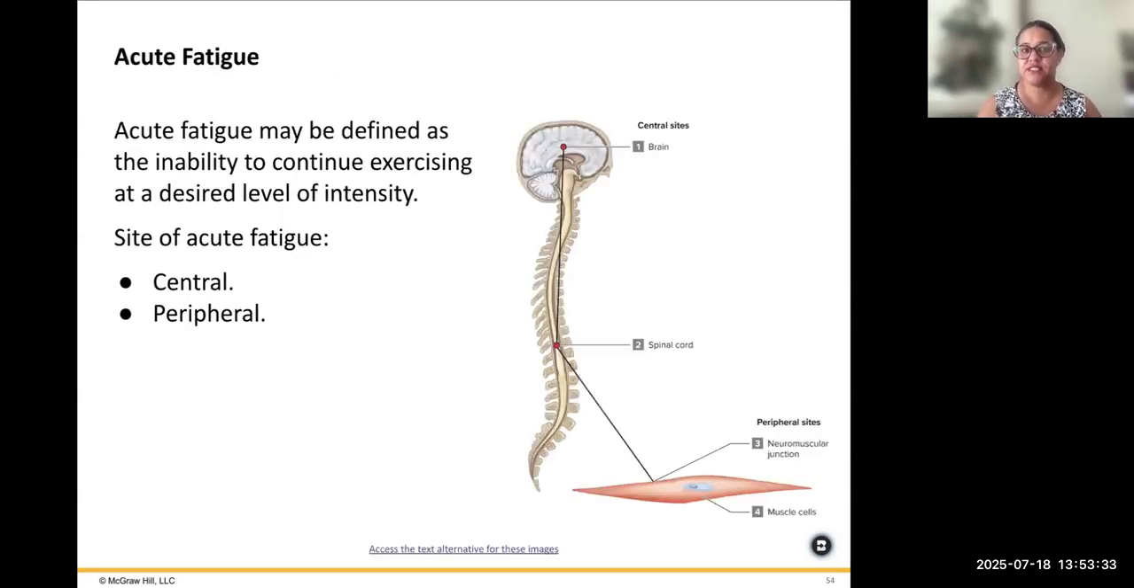Acute fatigue may be defined as the inability to continue exercising at a desired level of intensity. That's just when we usually say fatigue, this is what we mean. The two sites of actual fatigue is in your nervous system, not your muscles. So it can be in the central nervous system, the brain and spinal cord, or in the peripheral nervous system, all the nerves that run throughout your organs.